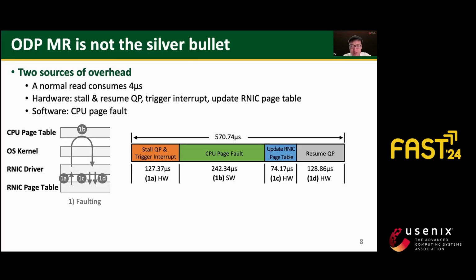As the RNIC takes 4 steps to resolve an RNIC page fault, we can see that the overhead comes from 2 sources, hardware and software. Hardware steps are 1A, 1C, and 1D: store and resume the connection, trigger the interrupt, and update the RNIC page table. Software step is 1B, CPU page fault. CPU page fault is very time consuming.